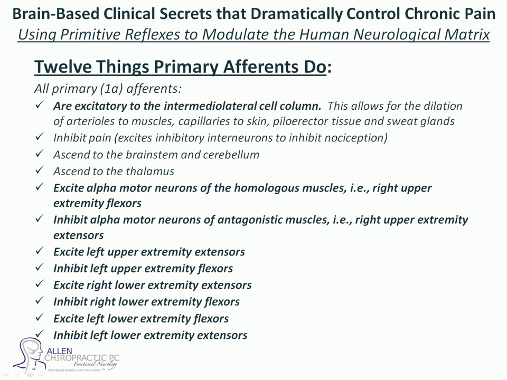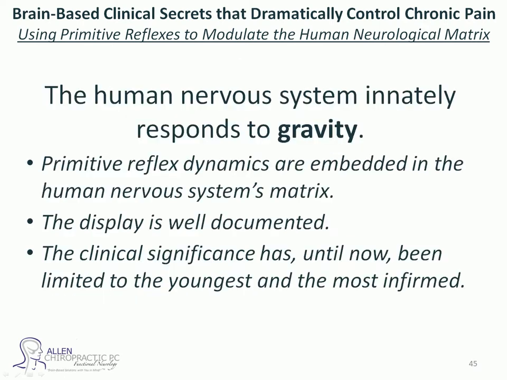These 4 things are all important, but the next 8 are pre-programmed, they're indisputable, and they lead to reciprocity, which is the way that the nervous system, the cortex, and cerebellum appreciate receiving input. The reciprocity is the key. The human nervous system innately and intimately responds to gravity. Primitive reflex dynamics are embedded in the whole human nervous system matrix, and their display is well documented.